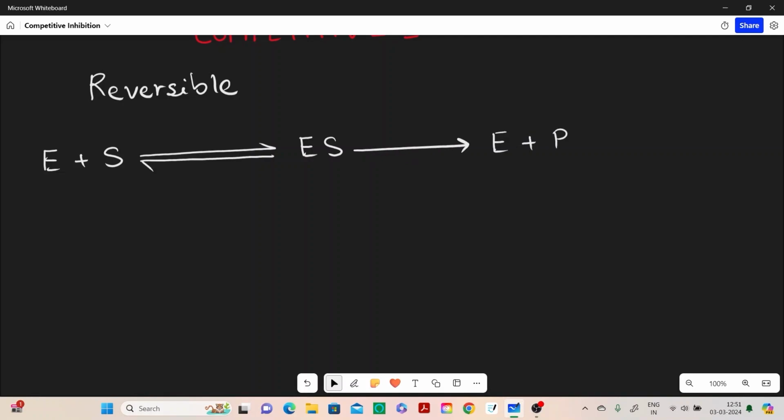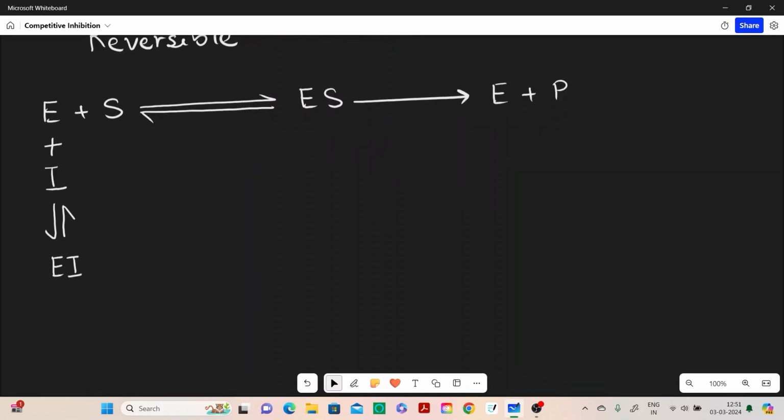In this case, if we have an inhibitor, which I will write as I, it will bind to the enzyme reversibly, forming the enzyme inhibitor complex. And this enzyme inhibitor complex can no longer form the product. So does this happen in our body?